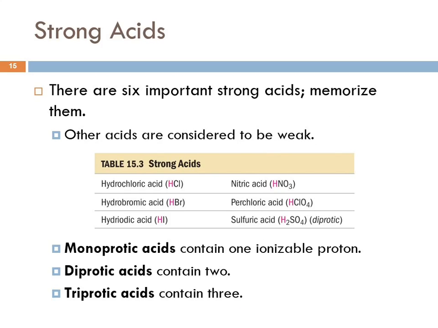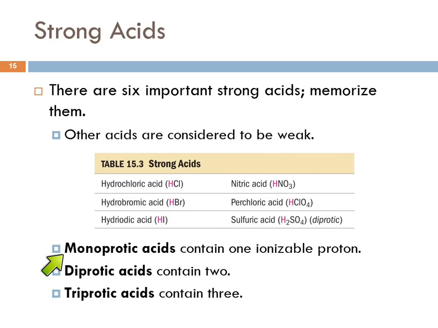So, strong acids first. There are 6 important strong acids. Just memorize them. And then if it's not one of the 6, it must be a weak acid. So that's not too bad. There's 6 of them, and these are familiar acids: hydrochloric, hydrobromic, hydroiodic acid, and then 3 of the oxyacids: nitric, perchloric, and sulfuric acid.